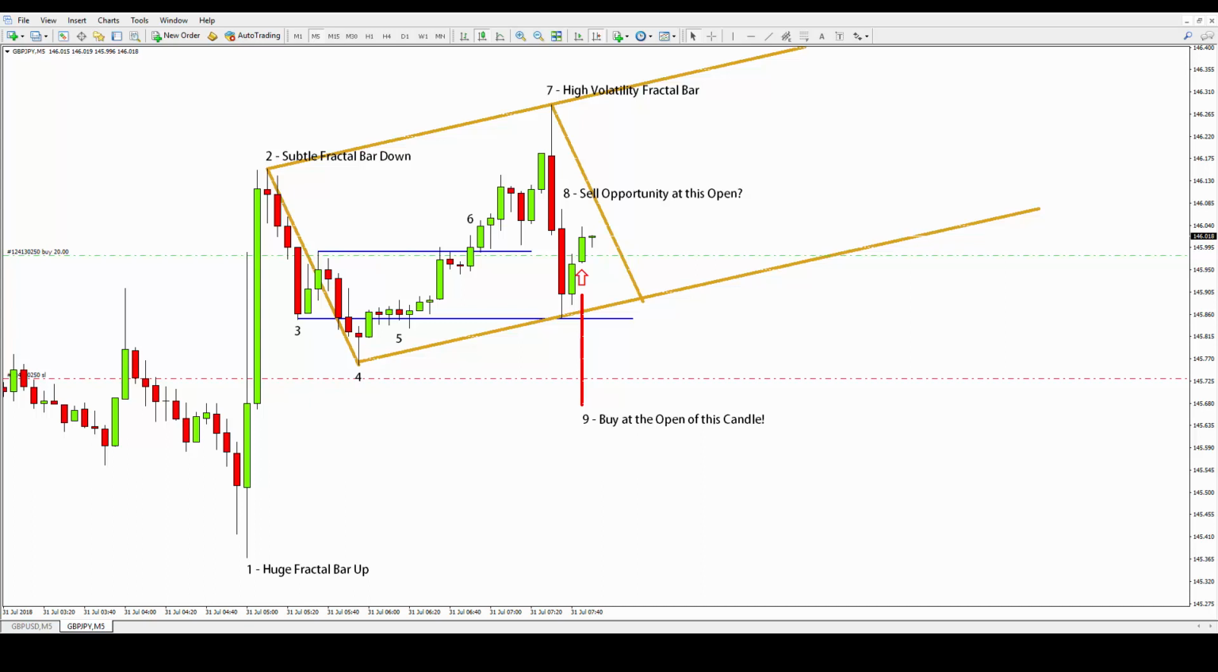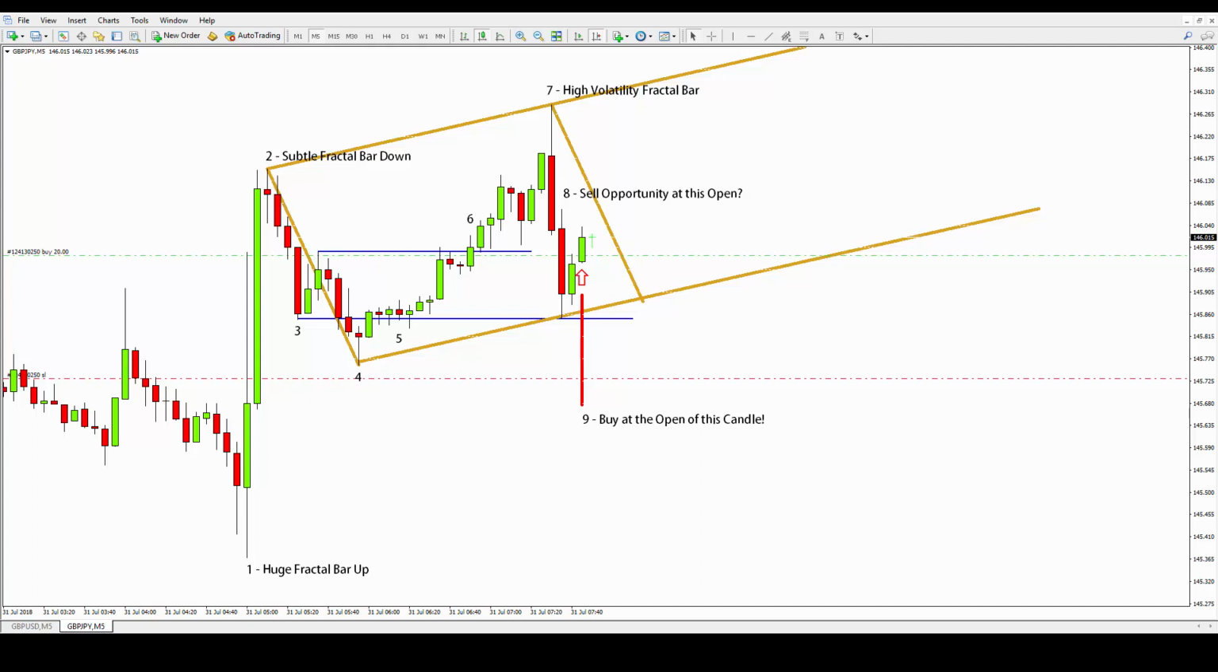This notion is confirmed in number 6, when price breaks up the high that originated the minor price vector that created the movement number 4. In number 7, we can see the market creating a new major high, confirming the low marked in 4 as a major low. Number 7 is also a high volatility fractal bar pointing down.